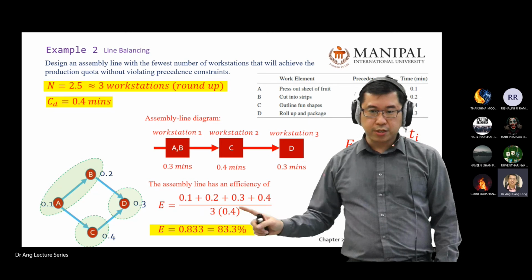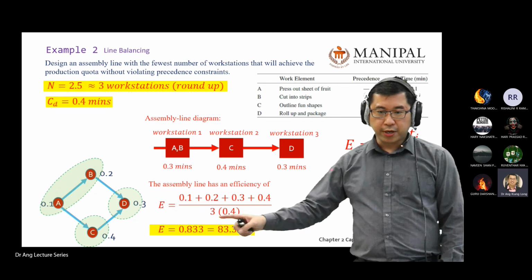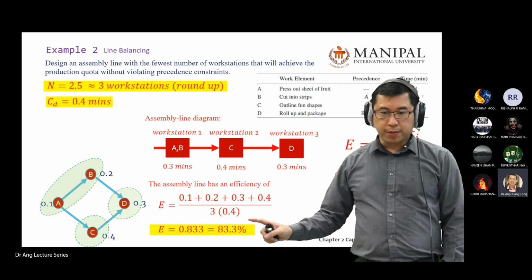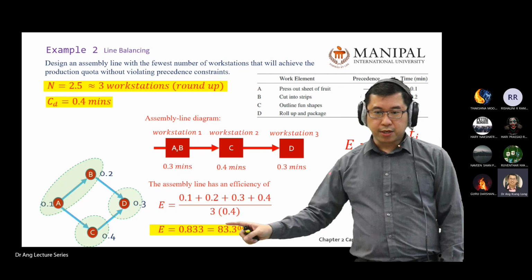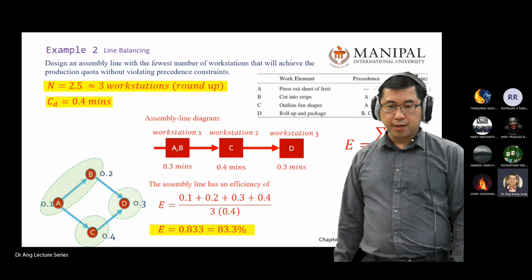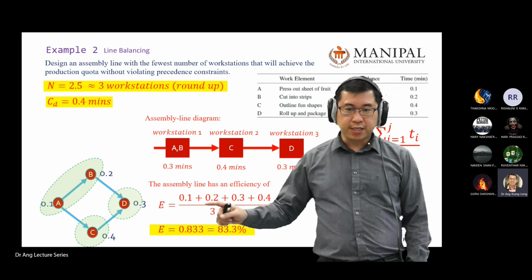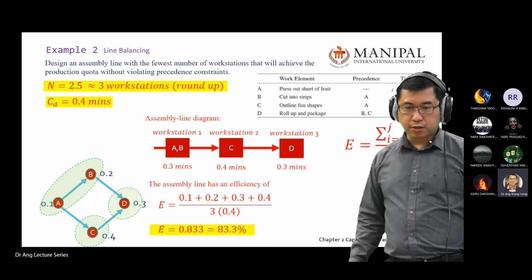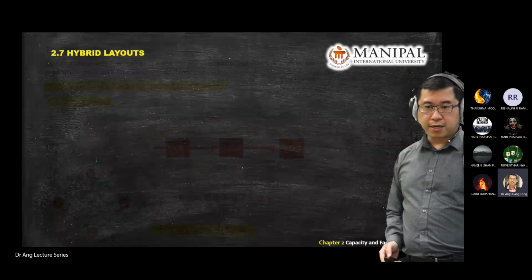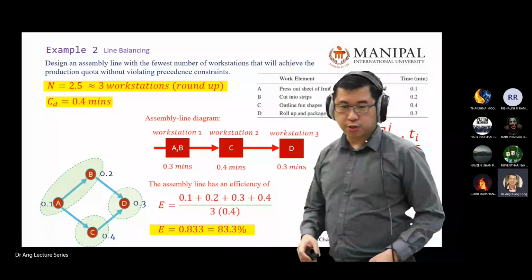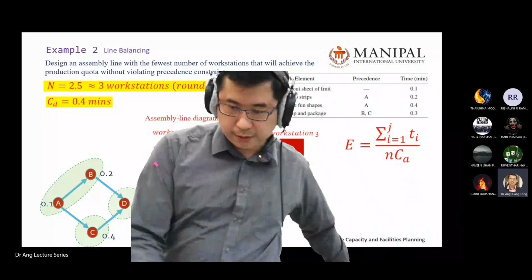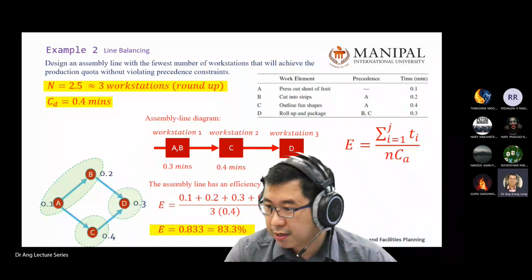You get this as a ratio. You get 0.833. You convert to percentage, 83%. Right? So maximum value is 1. But in this case, you get 0.833, which is 83.3%. This is how you calculate. Okay, we stop here. Let me end the recording.